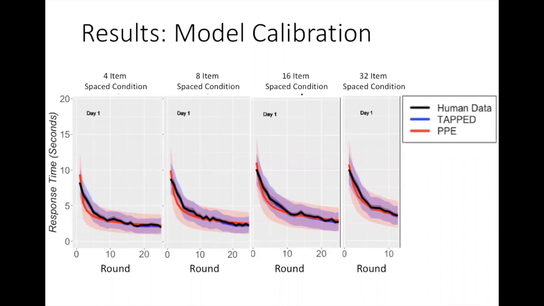Now looking at the comparison between the TAPT model and the predicted performance equation. Here we show that both models fit to the subject's performance during the first experimental session, here shown in the black line. Both models were able to fit the data fairly well, although the TAPT model was able to fit better relative to the predicted performance equation, here shown in red.